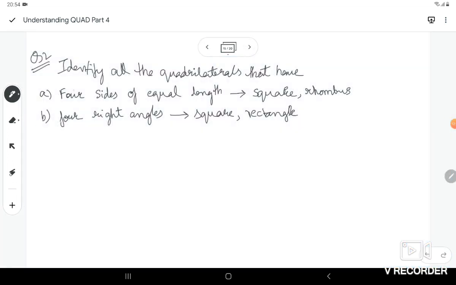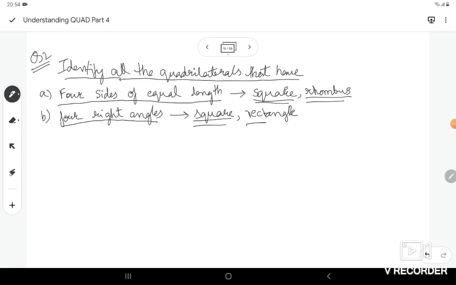Moving on to the second question. It says identify all the quadrilaterals that have four sides of equal length. So there are only two quadrilaterals that have four sides of equal length. That is, one is square and another one is rhombus. Now it says identify all quadrilaterals that have four right angles. So it is square and rectangle.